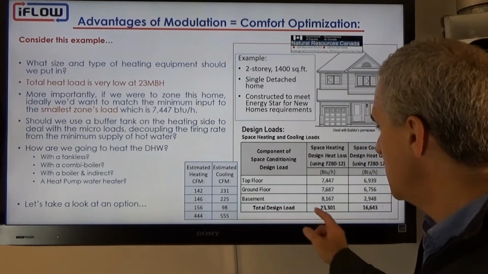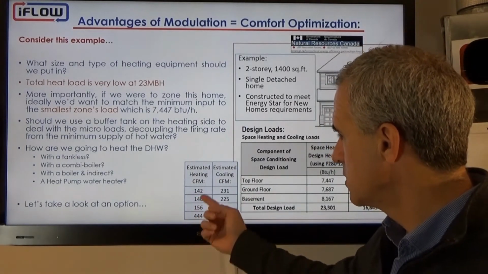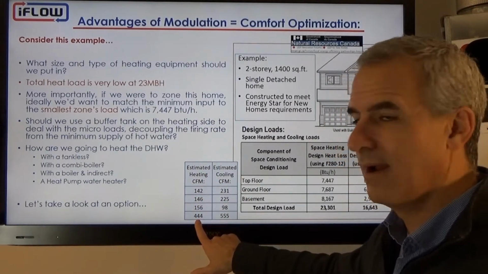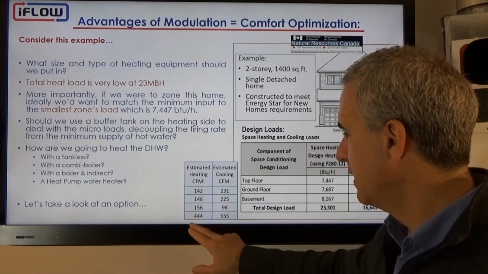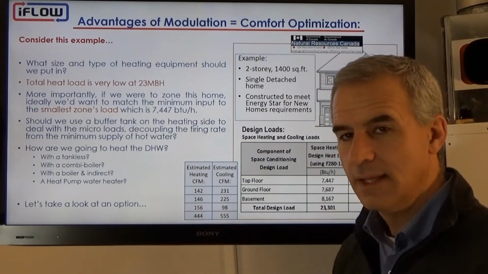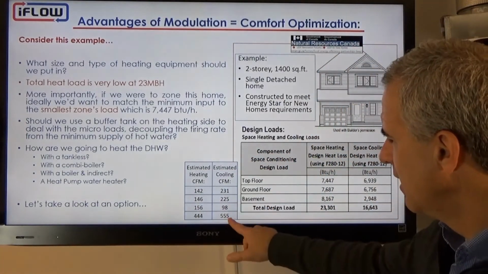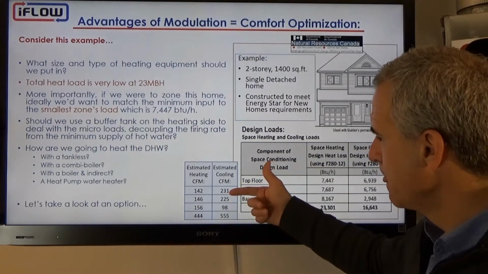So we take these numbers and then we calculate the CFM required. Look at the CFM rates. So we need only 444 in total on the heating side, and then divide it up into 142, 146, so almost 150 CFM per zone. On the cooling side, 555 CFM, 230.